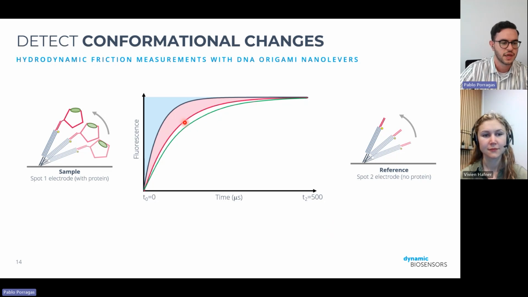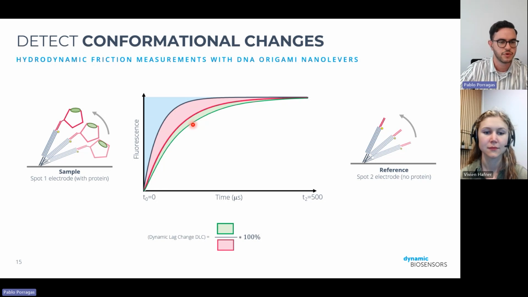So again, you'll see that in this case, the trace moves a little bit slower than both the origami with just the protein and the origami that we have for reference. Then, in order to quantify how much slower it's moving, we calculate what we call the dynamic lag change, which again boils down to essentially dividing this green area by the red area. And what the dynamic lag change tells us is essentially the isolated contribution that this analyte has to the overall friction of the system, specifically related to the conformational state of the protein here.